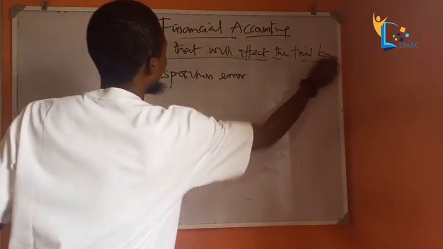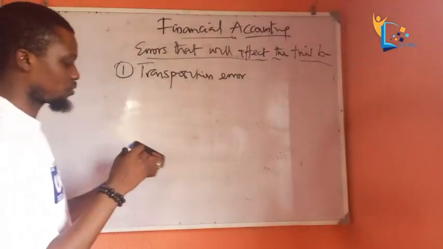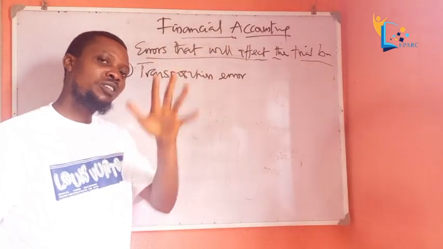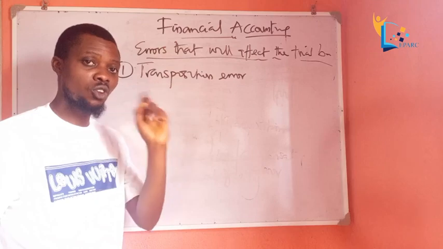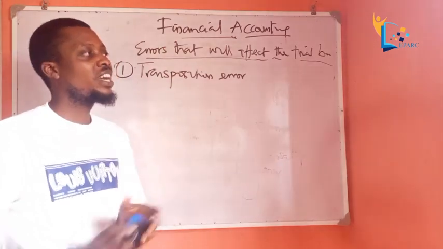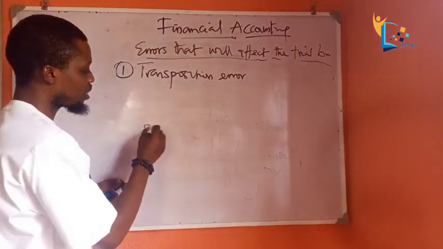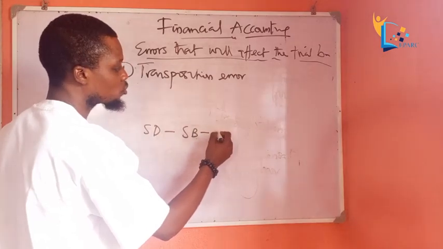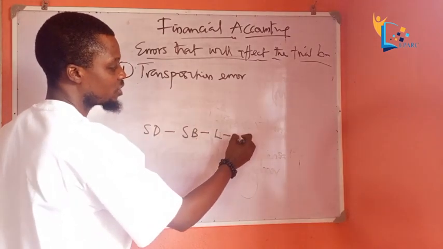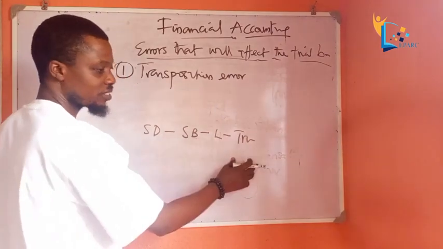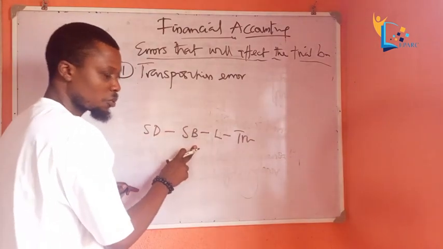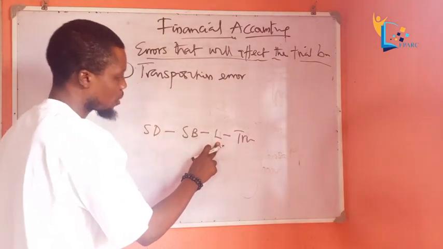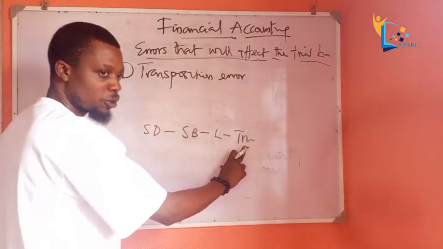for this particular kind of error, the transposition is done somewhere along the posting, not from the beginning, not from the source document. Remember, from source documents, you post to the subsidiary books. From subsidiary books, you post to your ledgers. From your ledgers, then you draw up your trial balance. This is the sequence: from your source document, you post to your subsidiary or prime books; from your prime books, you post to the respective ledgers; from the respective ledgers, you draw up your trial balance.